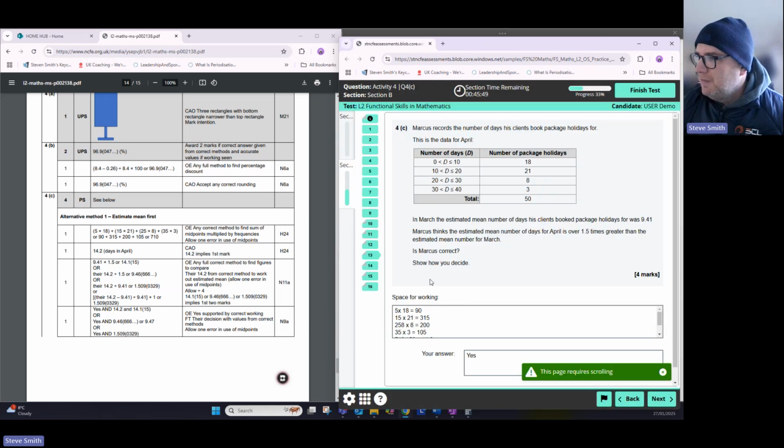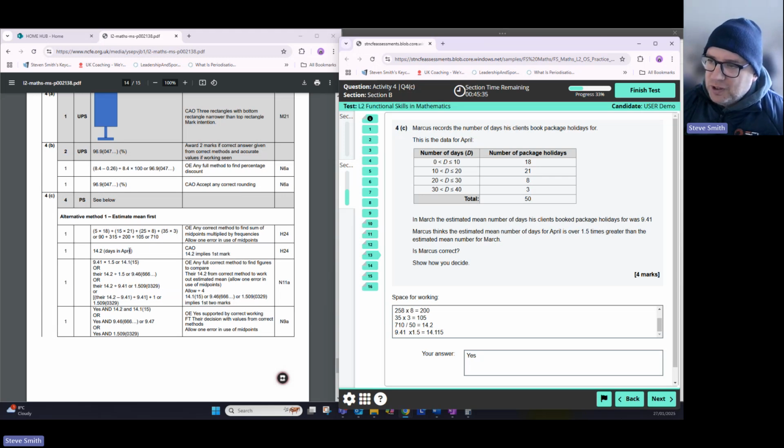Let's go to question 13. The frequency table. For me, we did the little bits here. Look. We showed that part. That's the first mark we got. We got to 710. We divided it by 50, so 14.2. That's mark number 2. Then we've got timesing it by 1.5 for mark number 3 to show the comparison, and then we've got mark number 4 saying yes because 14.2 is larger than 14.115, and that was that mark there.